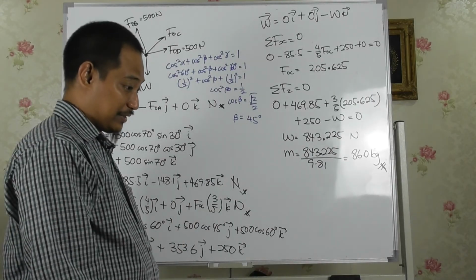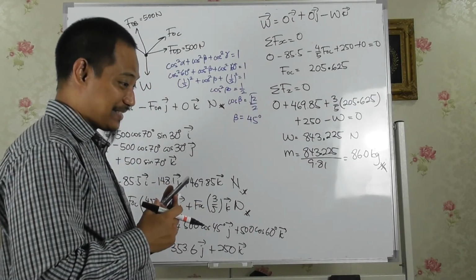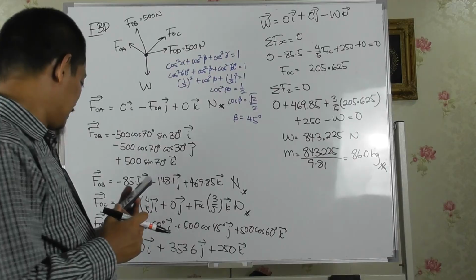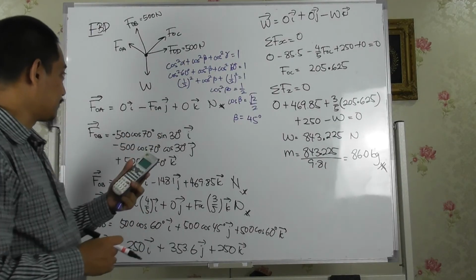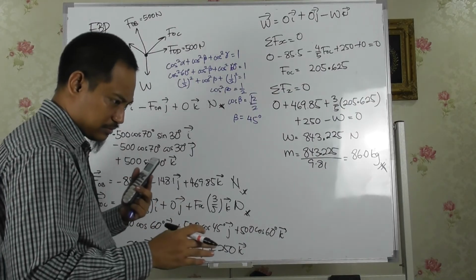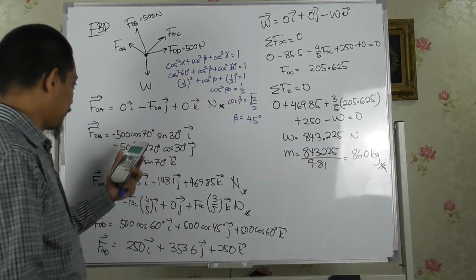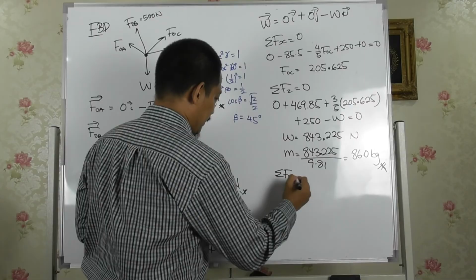Okay, bismillah. Part D. A little bit more. Part D, what is the unstretched length of spring OA? Okay, so we need to find OA, right? And then we need to find the spring length. Okay, for FOA, we need to do summation of Fy. Summation of Fy equal to 0.